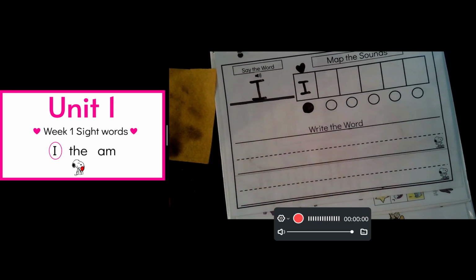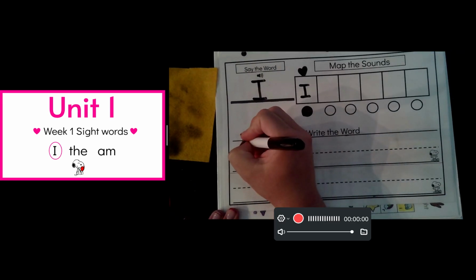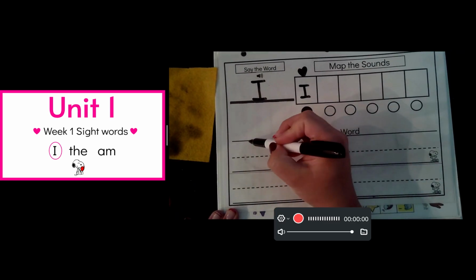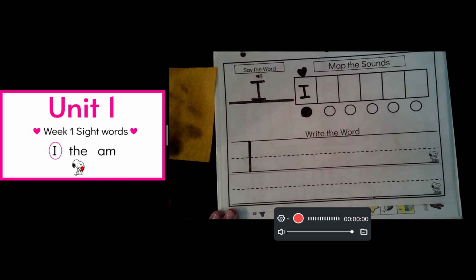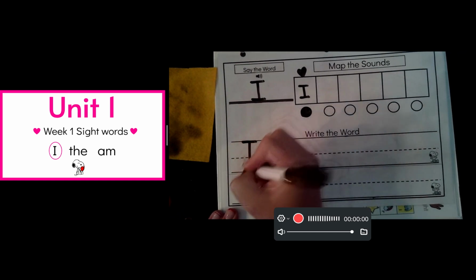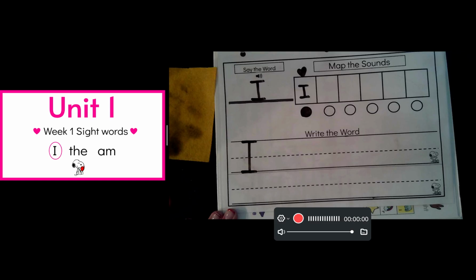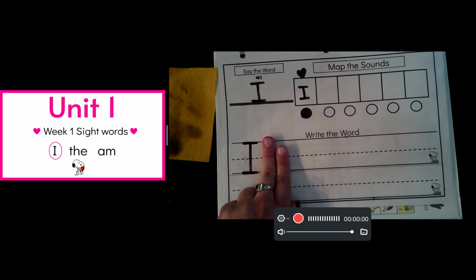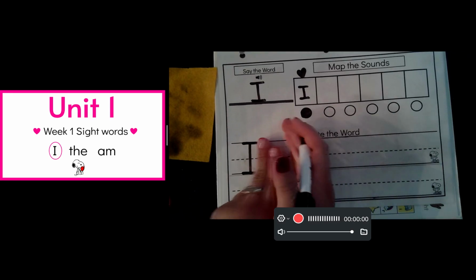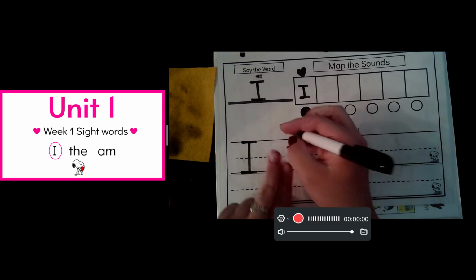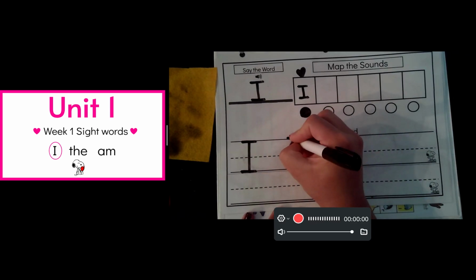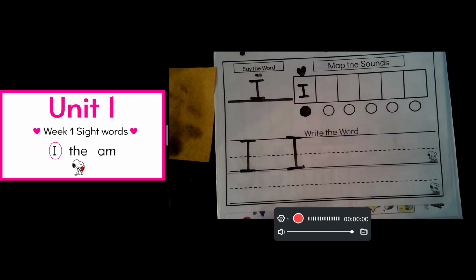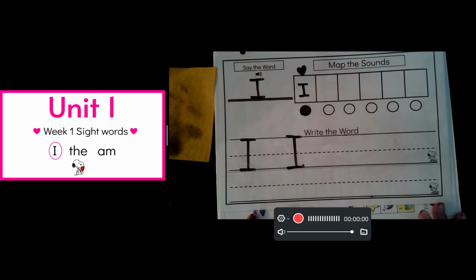Let's go ahead and write I. I'm going to start at the top of my line and go all the way down. Cross it at the top, cross it at the bottom. I'm going to leave some finger space because I don't want my letters to be so squished. So I'm going to do it again, and I'm going to fit as many as I can.